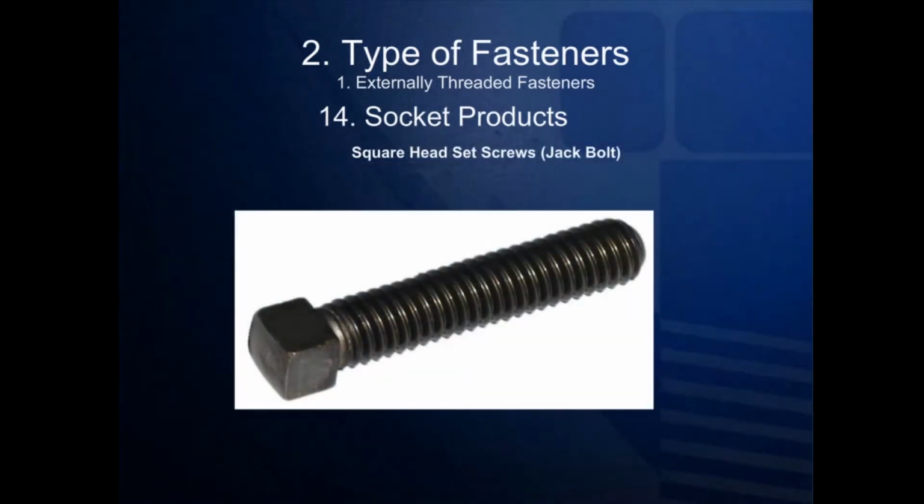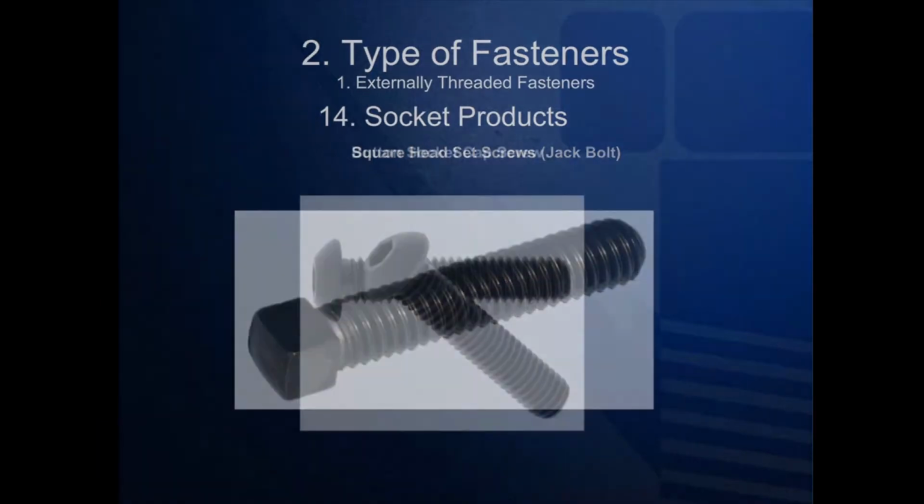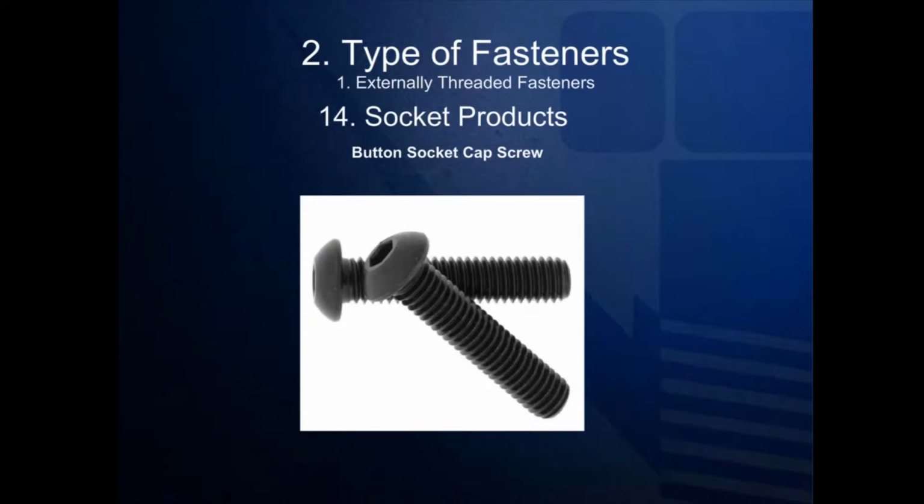Square head set screws, although not technically a socket product, are often referred to as jack bolts. These screws have square heads and are fully threaded, thereby allowing them to be useful in leveling and adjusting machinery. Button socket cap screws are also very similar to socket head cap screws, except that they have a truss-shaped head and are not as common and are usually only available in smaller diameters.